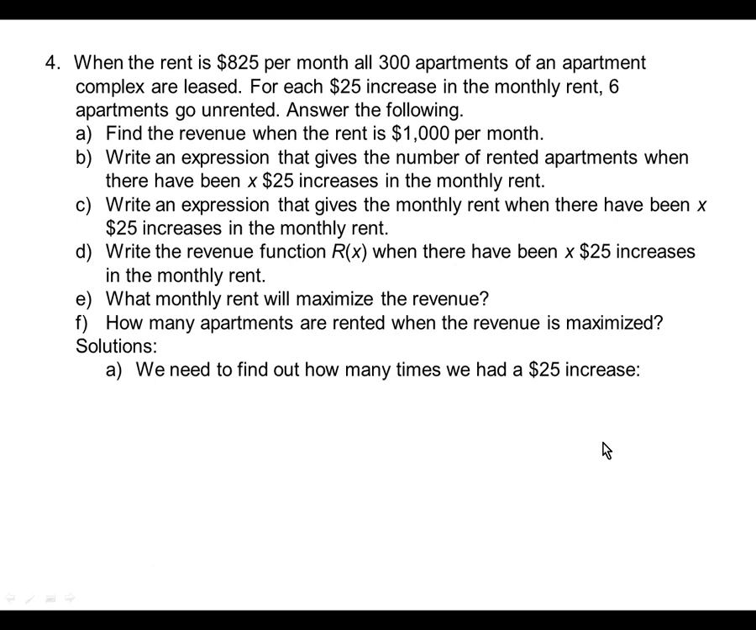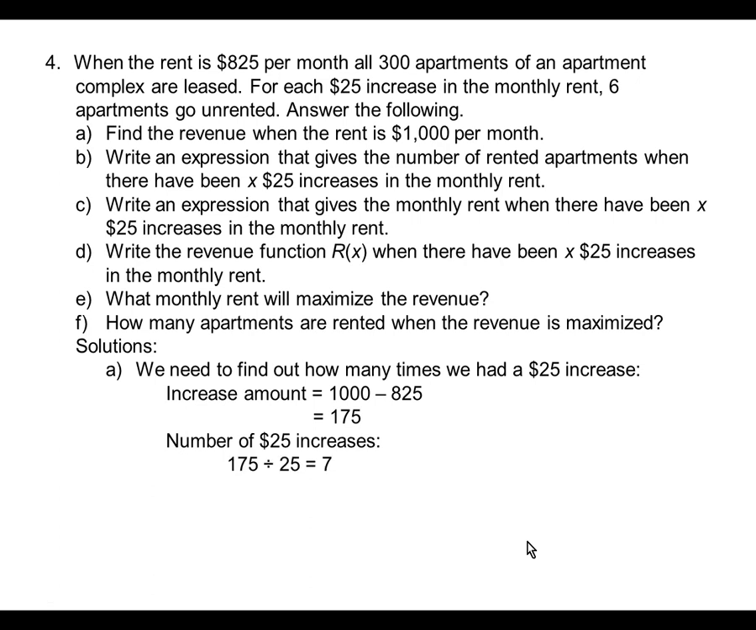Remember, the rent went up to $1,000 and it started at $825. So the increase amount is $1,000 minus what you began with, $825. That's a total of $175. To figure out how many $25 increases that is, take the $175 divided by 25. So the number of $25 increases is 175 divided by 25. You had 7 $25 increases.